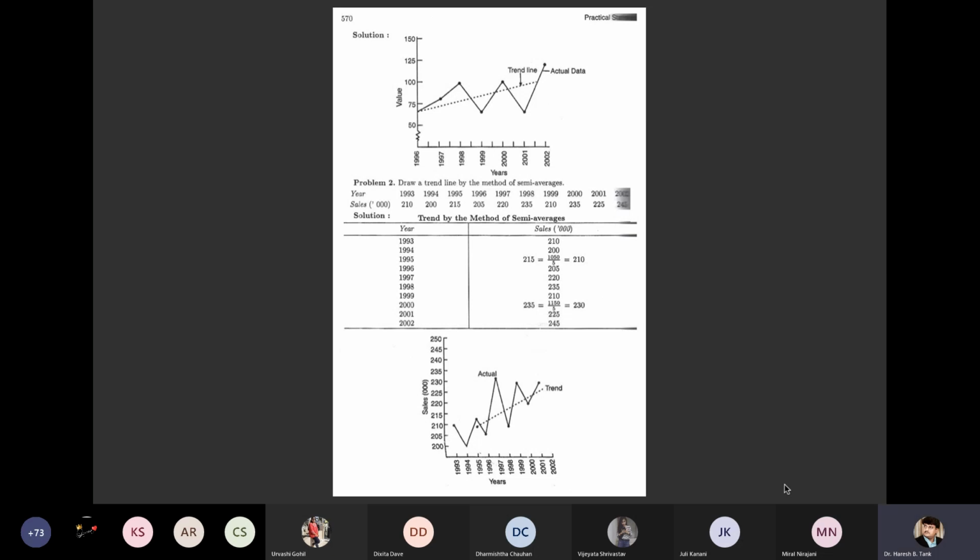The total number of years is 11. The nearest even number is 10. Divide the whole thing in two parts. While dividing it in two parts, naturally first 5 years and last 5 years, and whatever comes as the middle year, that entity is to be eliminated. Right? And do the same process as you did with the simple average method, the semi-average method. Let us have one more example.